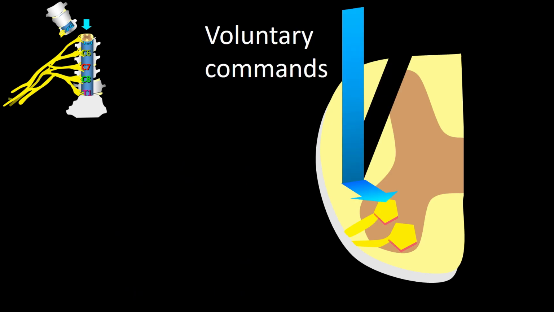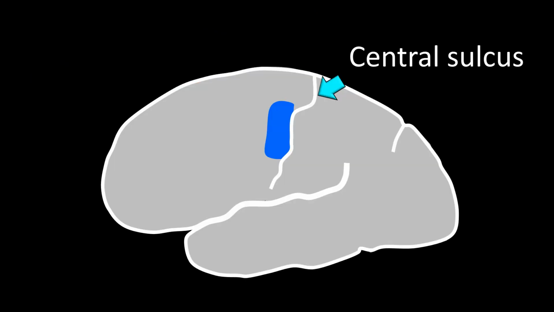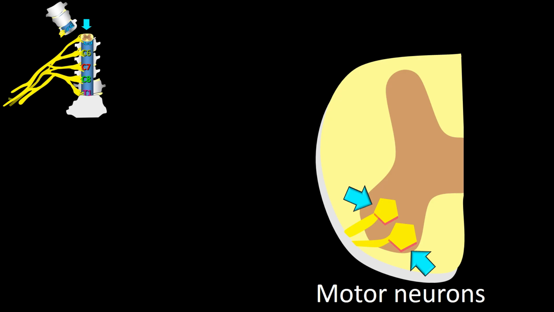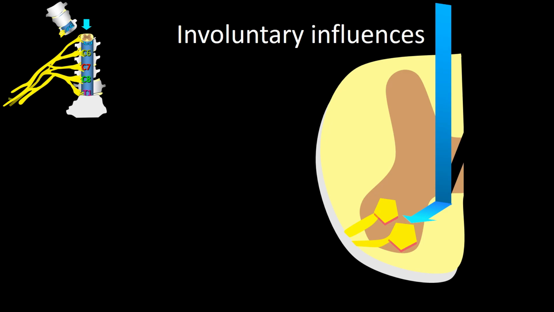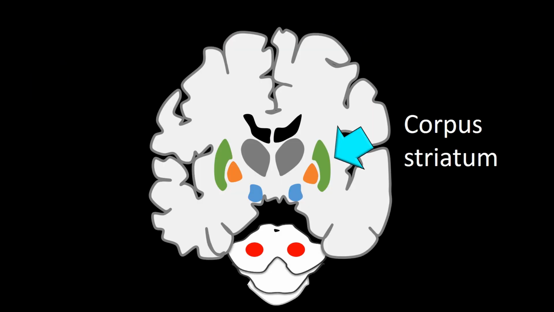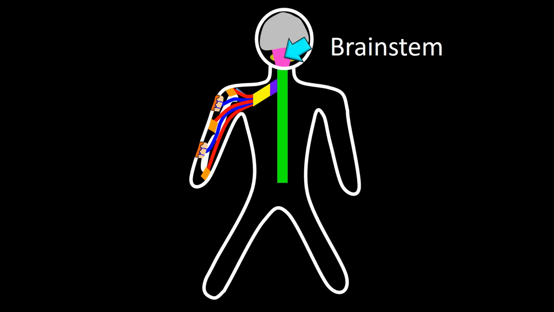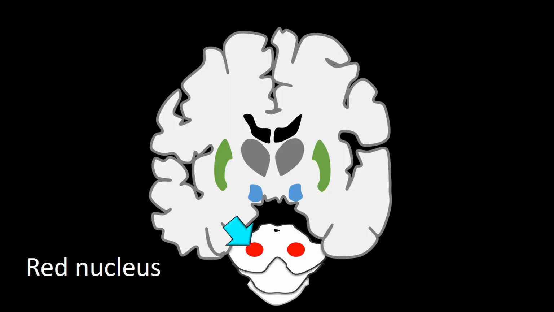The ventral horn motor neurons receive voluntary commands from the brain, specifically from a region in front of the central sulcus, located in the middle of the lateral surface of the brain. The ventral horn motor neurons also receive involuntary influence from the brain, particularly from the corpus striatum, the subthalamic nuclei, and from the brainstem, particularly from the red nucleus in the brainstem.